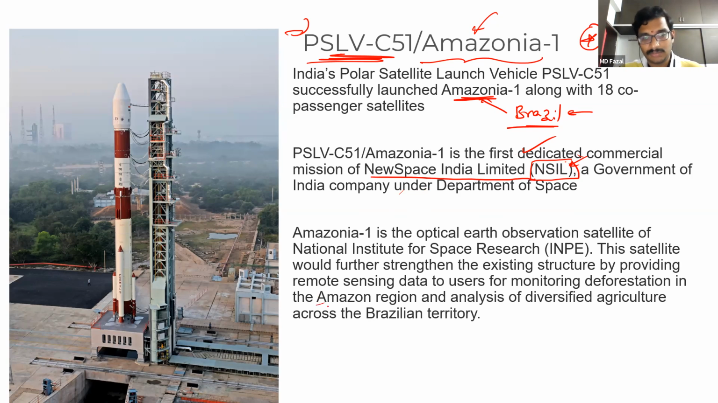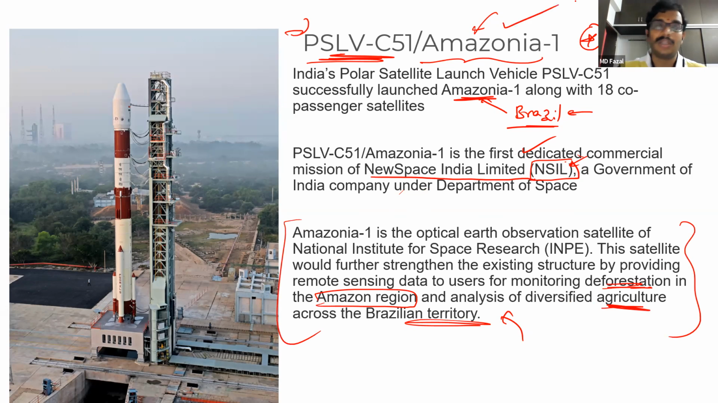It will study the Amazon region, how agriculture in Brazil is being impacted, how deforestation is affected. All that mapping will be done by this Amazonia 1. So people paid ISRO through NSIL. See how we are outsourcing. Once privatization kicks in, many people will use our services and pay us. Like GPS, our country is paying for the GPS of the USA. So now India develops these things, it will also be selling many things to various countries.